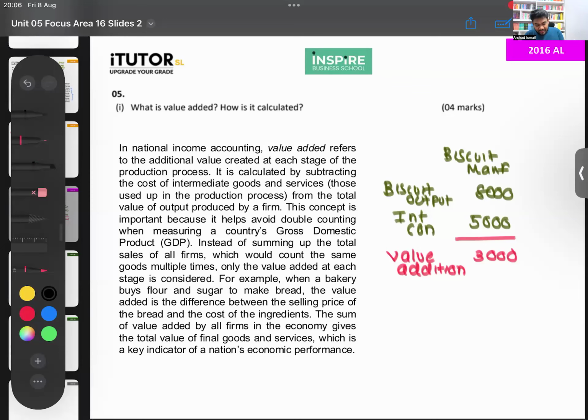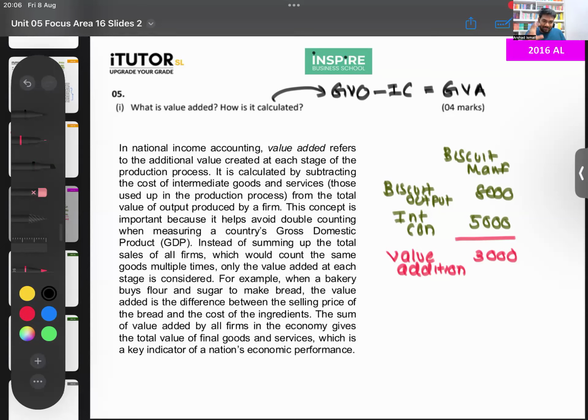So you can write how it is calculated and write the equation. So your gross value of output minus your intermediate consumption is your gross value added. Or you can omit the word gross. You can say value of output minus intermediate consumption is what you call value added.